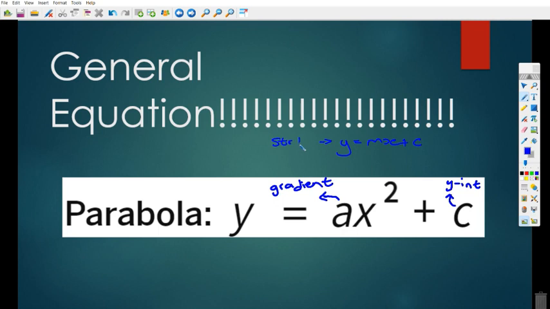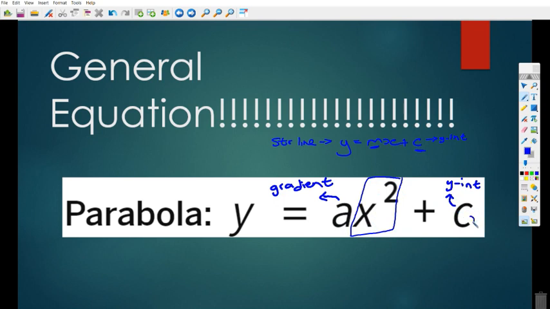That's a straight line graph. Can you see that I've got a gradient and I've got a c value? And my c value is my y-intercept as well for my straight line. And I've got a gradient. So it's the same with a parabola. The only thing that's different is this x squared. Can you see in the straight line I've got an x, but here in the parabola I've got an x squared.